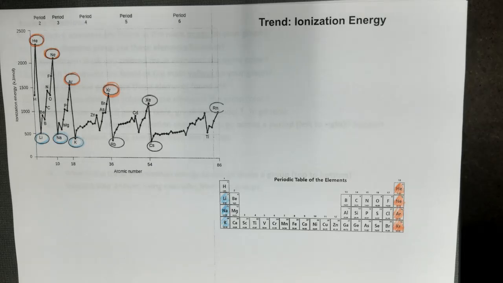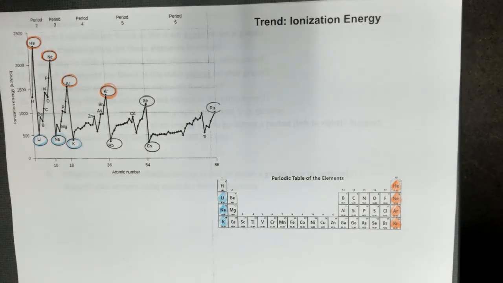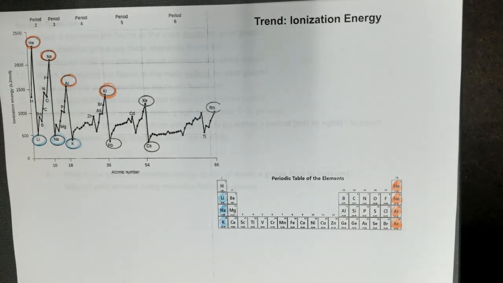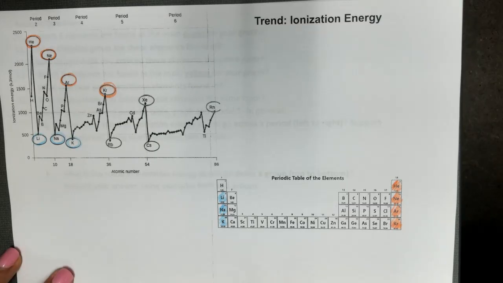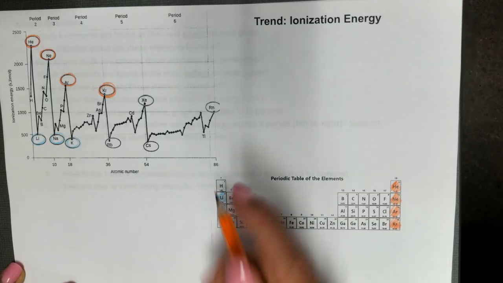Hello, ladies and gentlemen. Now we're going to be looking at the trend of ionization energy. So we defined this in notes 3, and ionization energy is how much energy it takes to remove the outermost valence electron. Okay, so let's take a look at our periodic table here.